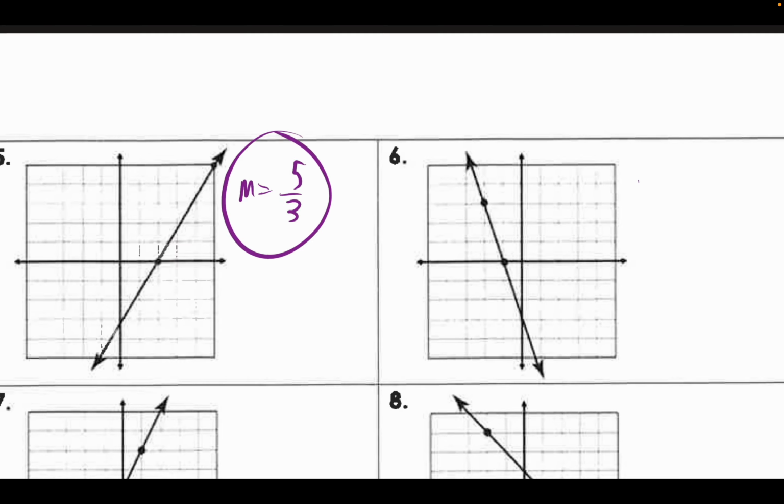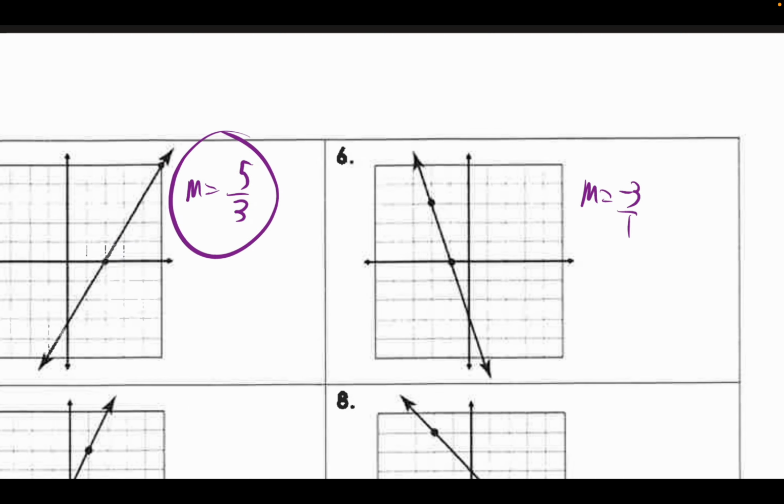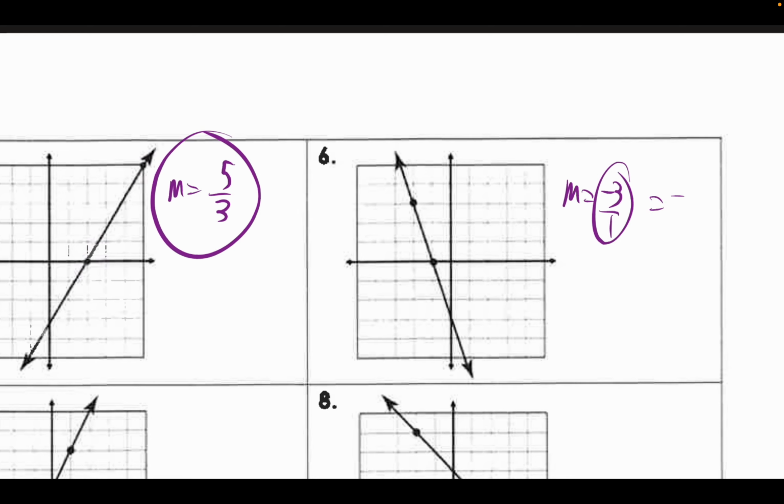On 6, the slope is negative 3 over 1. Negative 3 over 1, you could leave your answer like this, or you could simplify it to negative 3. They're really one and the same because the numbers didn't get smaller. It's just choosing whether to write the divided by 1 or not. And either one would be perfectly fine there.